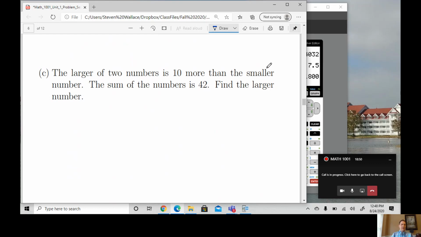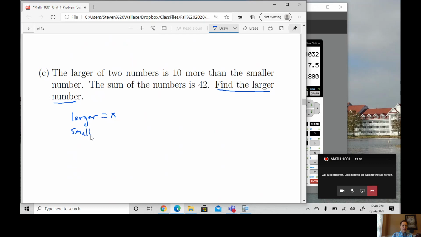So this we're going to have to turn into a mathematical equation, and we'll be able to solve it the same way we did in an earlier section. So the larger of two numbers is 10 more than the smaller number. The sum of the numbers is 42. Find the larger number. Okay, this is the point that's important. Since we want to find the larger number, we want the larger number to be x.